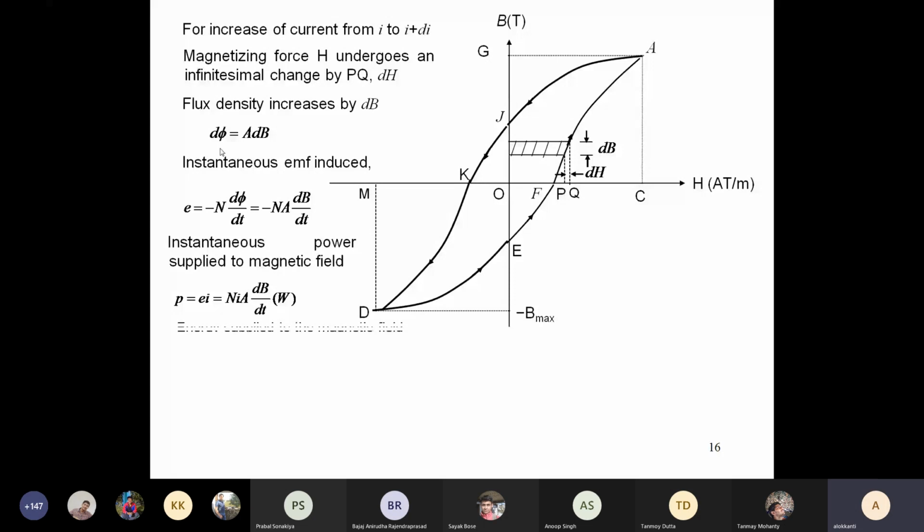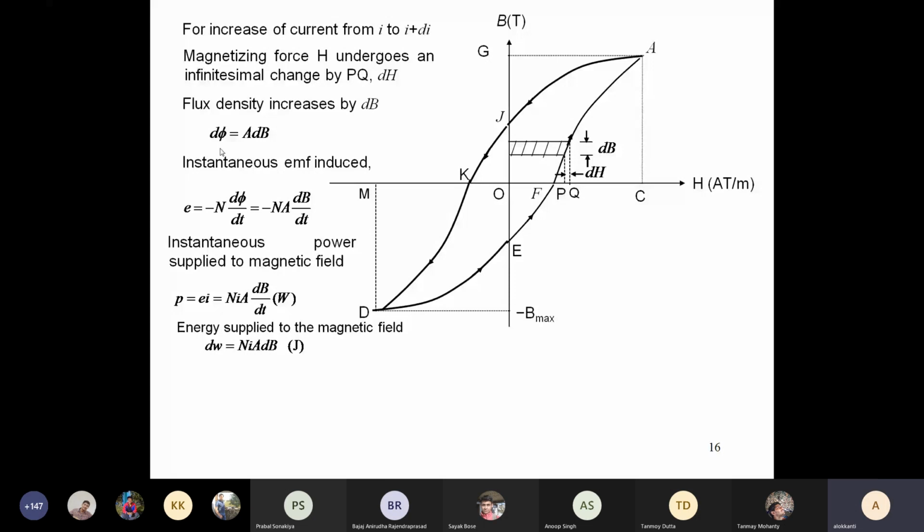Since we have got the power, the energy supplied to the magnetic field will be what? It is equal to P dt. So this is basically N I A dB. So the energy supplied to the magnetic field, and the unit is joules. All this is happening because we have actually changed a certain amount of current. All this goes into the core in the form of energy to the magnetic field, which is given by N I A dB.